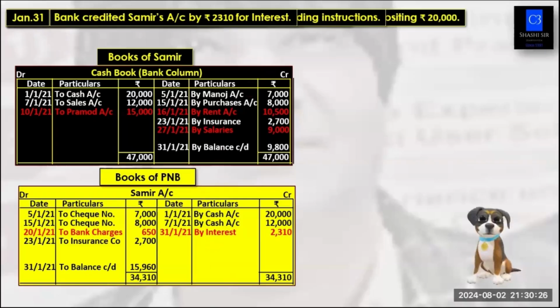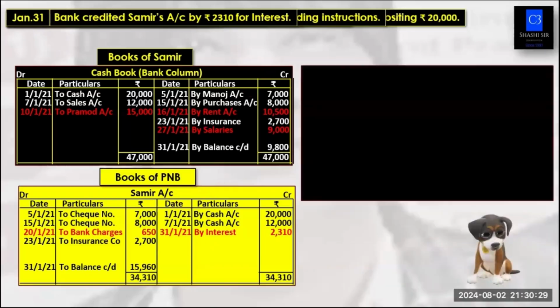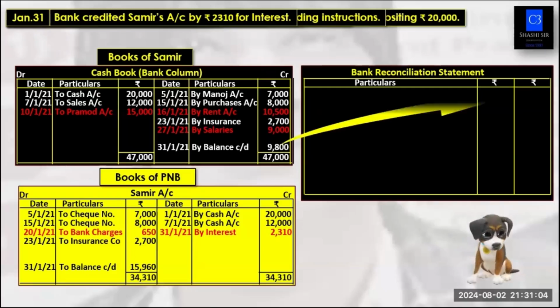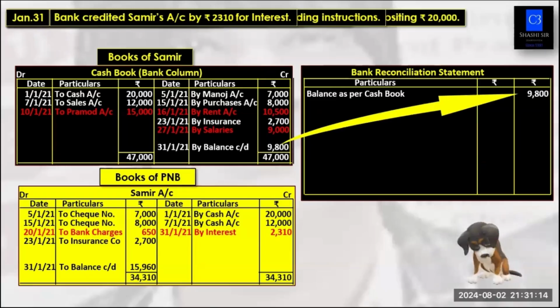for these two books. Just look at the format of the bank reconciliation statement. This is bank reconciliation statement having 2 columns on the right hand side and particulars on the left hand side. We shall start preparing bank reconciliation statement by taking the balance of cash book. The balance shown by cash book in our case is 9,800. So first of all, it will be written as balance as per cash book 9,800.